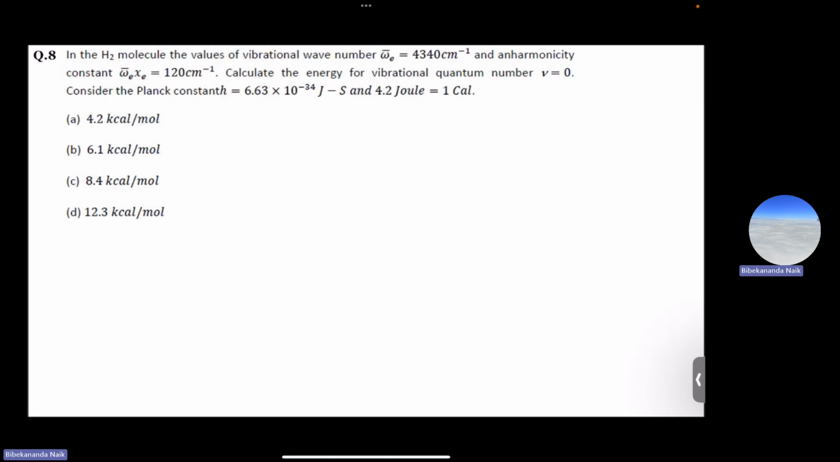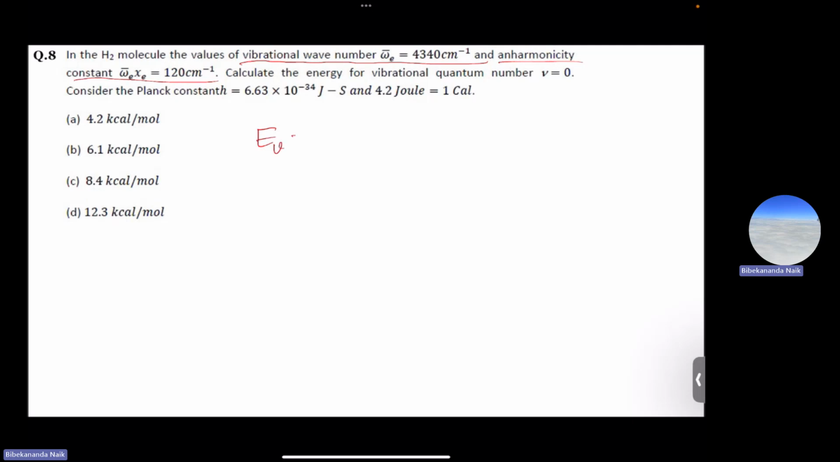So now if we talk about this question, the vibrational wave number is omega_e and the anharmonicity constant is omega_e x_e. In general, for an anharmonic oscillator, the energy is given as, like for a harmonic oscillator it was only the kx square term. Here there will be an x cube term, because this x cube term contributes to the anharmonicity of the problem.